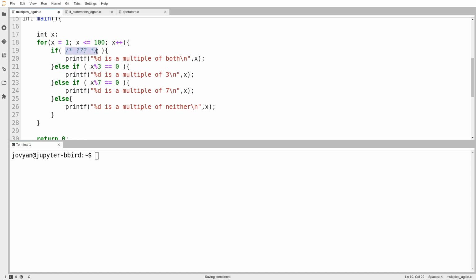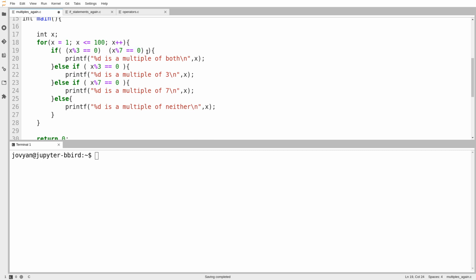So what I want to do is first ask each question individually. I want to ask, is x a multiple of 3? Okay, there's one question. And I want to ask the other question over here, is x a multiple of 7? But this isn't one single question, it's two. I need some way of combining these two things together. The real question I want to ask is, is it the case that x is a multiple of 3 and x is a multiple of 7?